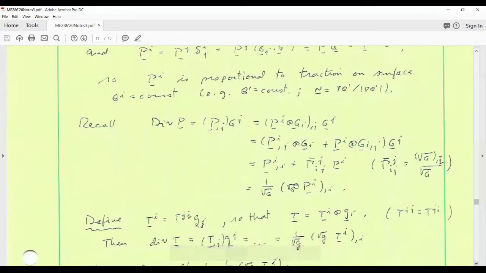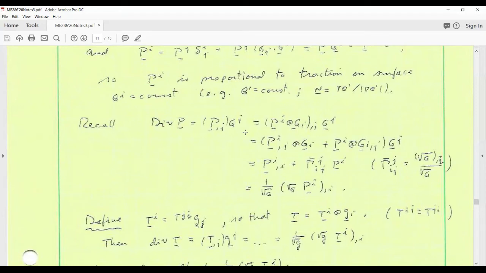Let's look at the referential divergence of the Piola stress, which we know figures prominently in the referential equations of motion. From what we've done before in the purely geometric context, Euclidean space, we saw that to get the divergence of a tensor, you take the comma j of the tensor and then operate on vector g super j. So there should be an underline on that vector. And then sum on j.